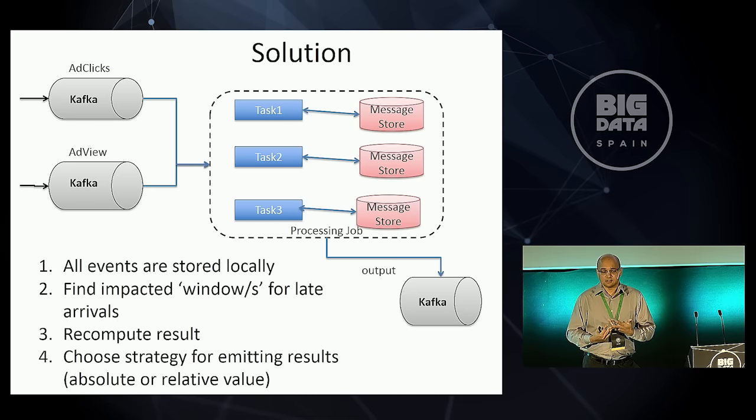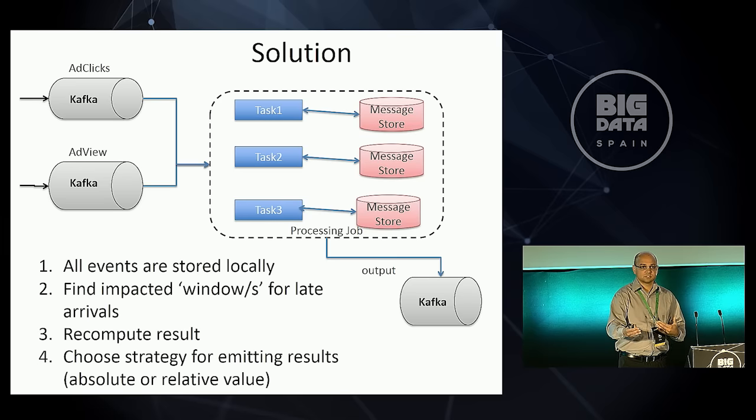Next, when there is a late arrival, we need to find out all the windows, because a late arrival can impact multiple windows. Because you can have a sliding window, or you can have a tumbling window. So depending on your logic, you need to find out all the windows that were impacted, and you need to recompute the result for those windows, and re-emit the results. And when you re-emit the results, you have to be careful, because it all depends on how your downstream system is going to consume it.